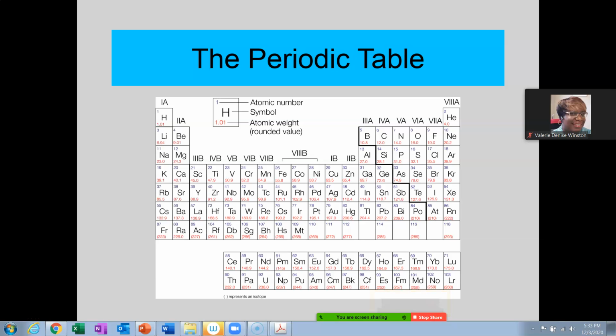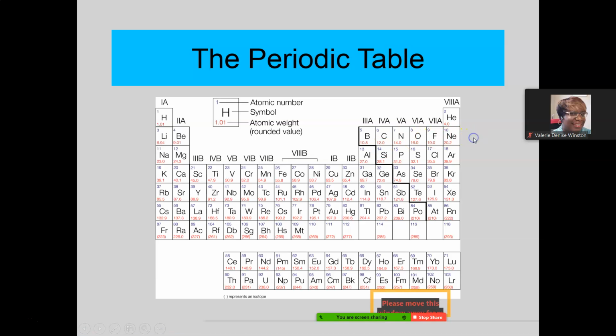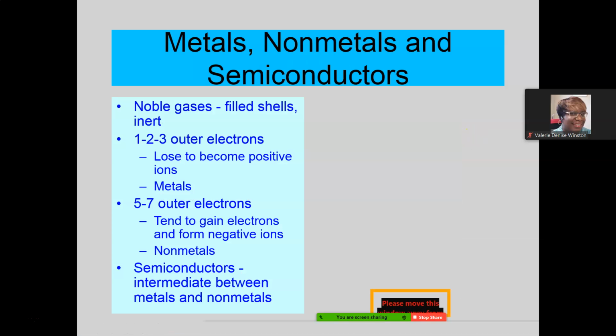Okay, I think we beat the periodic table almost to death, not quite, but I can't get it to advance. So let me click on that. Okay, here we go. So let's look. The metals, nonmetals, and semiconductors, they're labeling this. Well, they start off with noble gases. That's a weird place to start. But those are your 8A shell columns. These are filled shells, inert. They do not react with anything. So they would definitely be nonmetals.